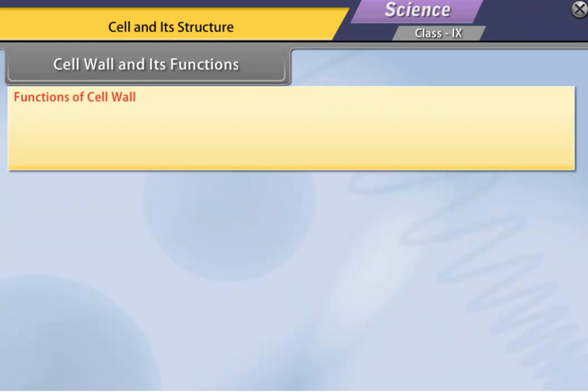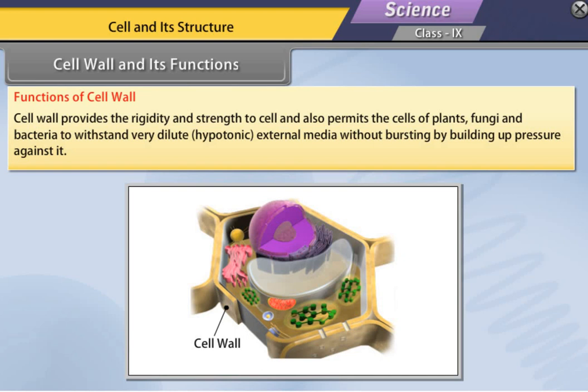Functions of cell wall. Cell wall provides the rigidity and strength to the cell and also permits the cells of plants, fungi, and bacteria to withstand very dilute hypertonic external media without bursting by building up pressure against it.